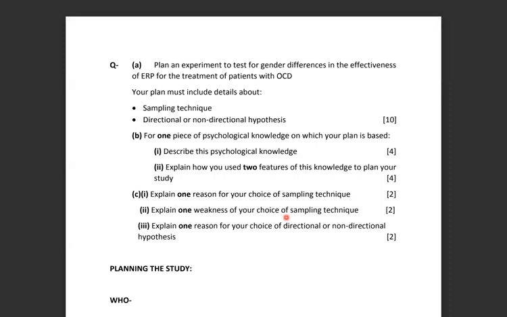Explain 1 weakness of your choice of sampling technique. So what is the weakness of an opportunity sample? Again, you should know your research method content. What is the weakness of a volunteer sample? If that's what you opted for, you should know that as well, right?